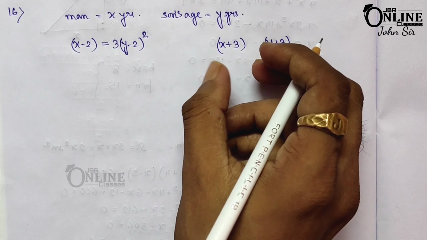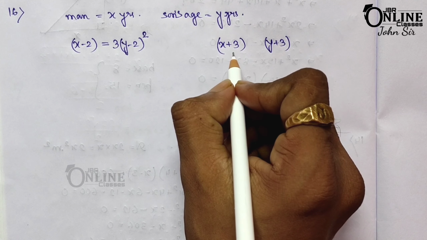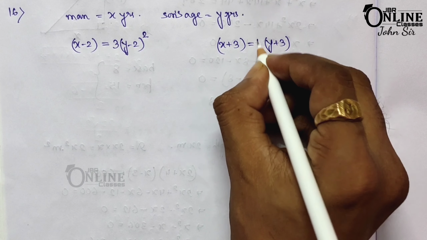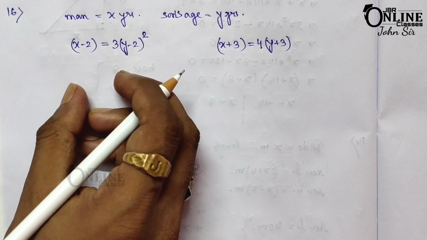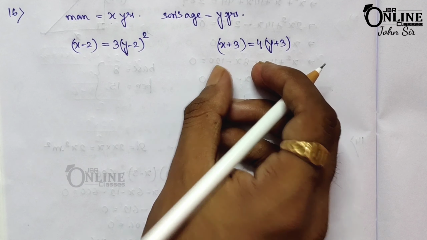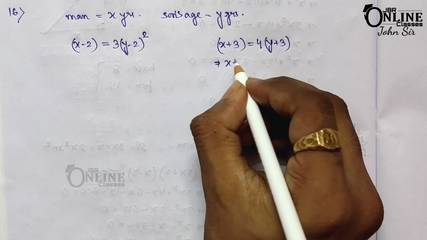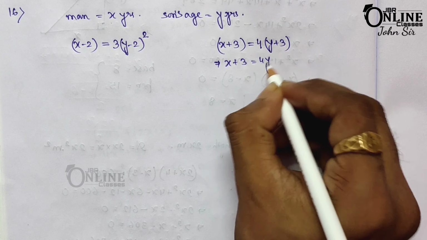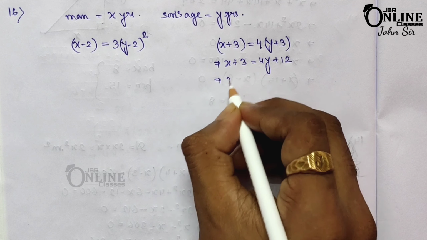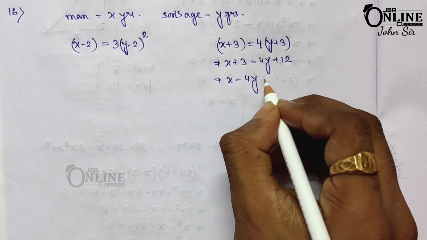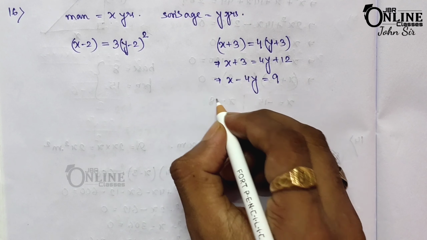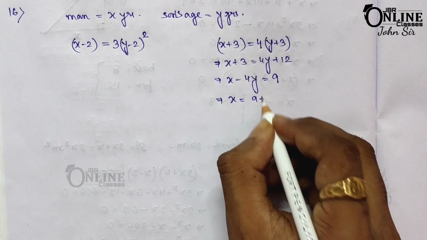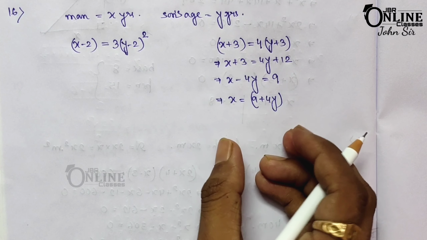So here the relation is the age of the man will be 4 times his son's age. That means 4 into (y plus 3). Now you have two equations, the first one and the second one. From the second one, x plus 3 equals 4y plus 12. So that means x minus 4y equals 9. So x equals 9 plus 4y.